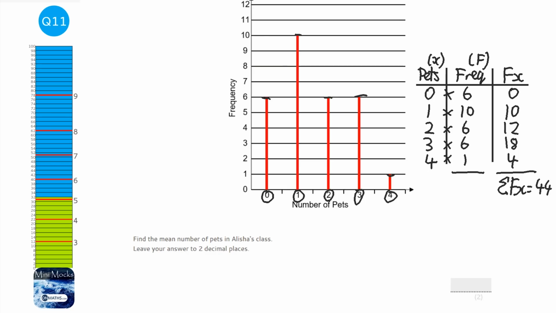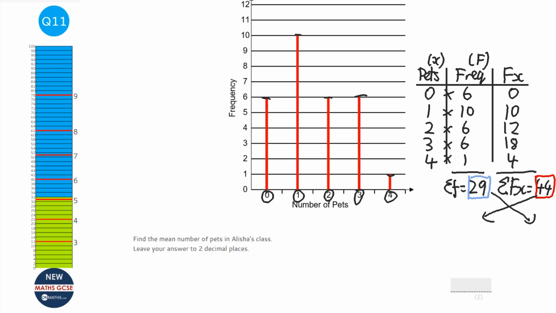You also want to add up the frequency column, so sum of frequency. Sometimes it tells you in the question how many there are, so just double check that. So I'm going to add those together, so that's 29. Now the mean is all of this stuff added together over how many there are. So you kind of want to swap these over.